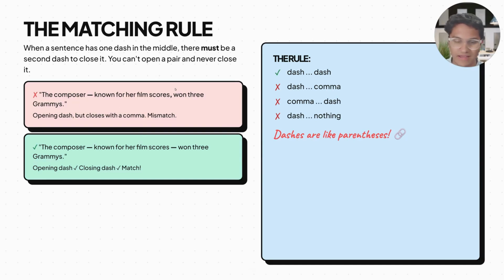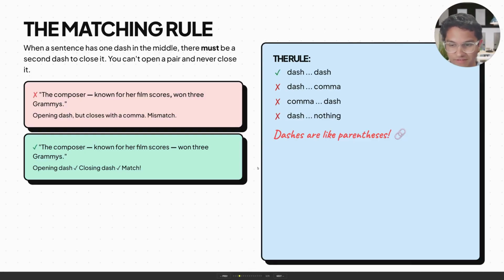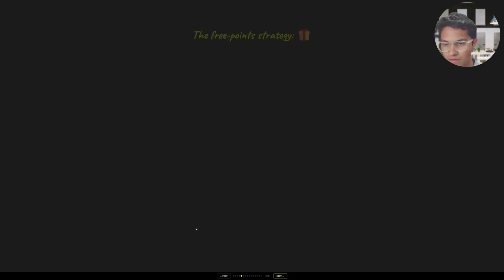You can't have a dash, comma, or a comma, dash, or dash, parentheses, etc. They always need to match, kind of like how you have open parentheses and close parentheses. So the second example is the correct one: the composer, known for her film scores, won 3 Grammys.